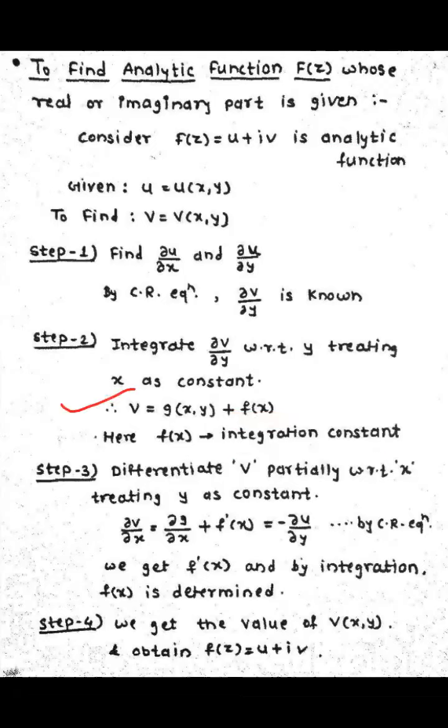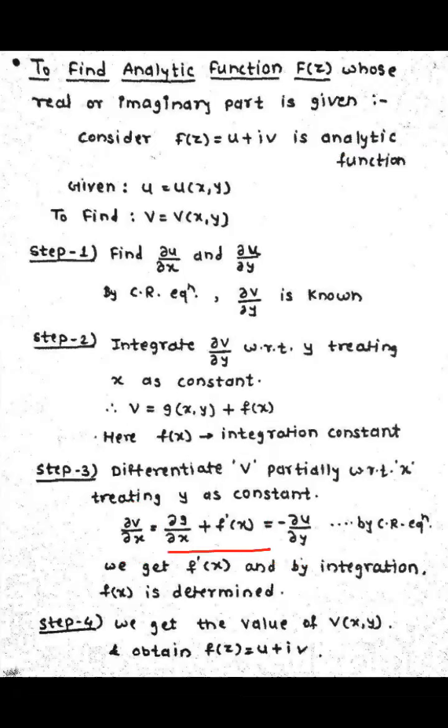After getting this v point, next in the third step, differentiate v partially with respect to x, treating y as a constant. So we obtain ∂v/∂x. If this is the v function, then ∂v/∂x becomes ∂g/∂x, because g is a function, plus the derivative of f(x), which is f'(x). And again, the function is analytic, so the second CR equation is used here. ∂v/∂x is compared with minus ∂u/∂y.